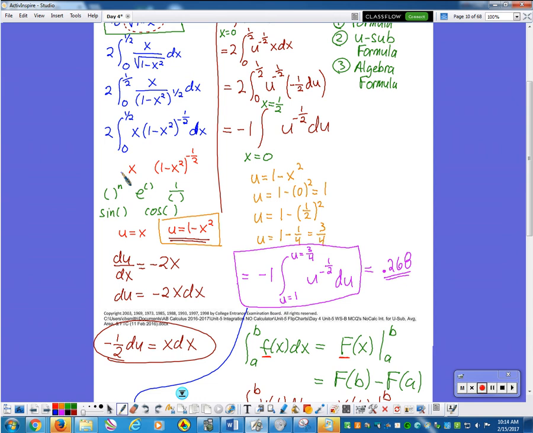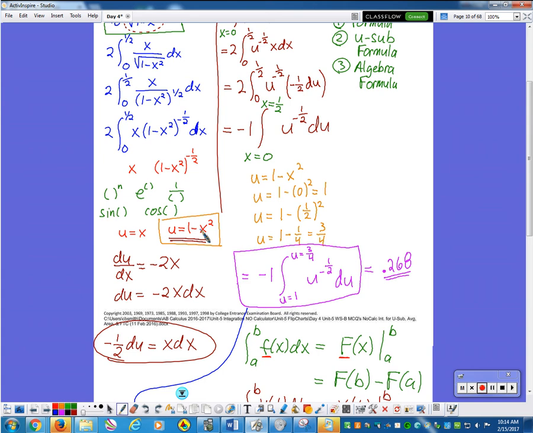On last night's homework, we would get to here, but there were no limits. So we basically would just say, find the antiderivative, and then just plug back in this. The only thing that's new today is the limits. Is the reason that just using u, you don't have to plug the 1 minus x squared back in because you change the limits? Nice. Perfect.